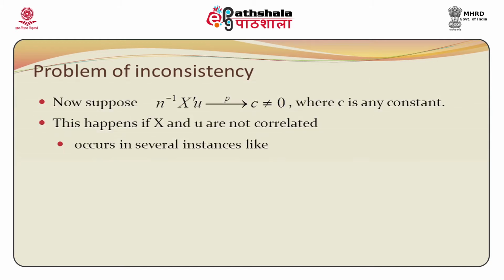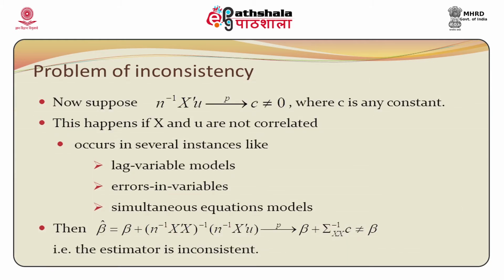The problem is, if x and u are correlated, then 1 by n x prime u will not go to 0 in probability. It will go to a constant, whatever its expectation is. And then beta hat will not tend to beta, but will tend to beta plus sigma inverse xx into a constant which is not going to 0, and we will have an inconsistent estimator. So, forget about unbiasedness, even for large samples this is not going to be consistent.